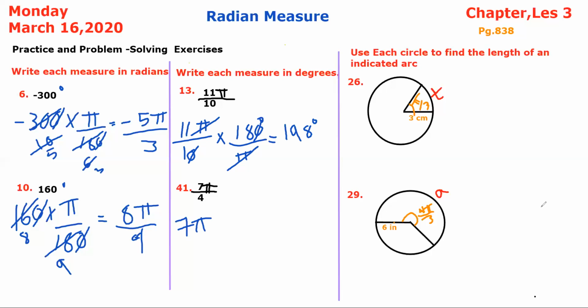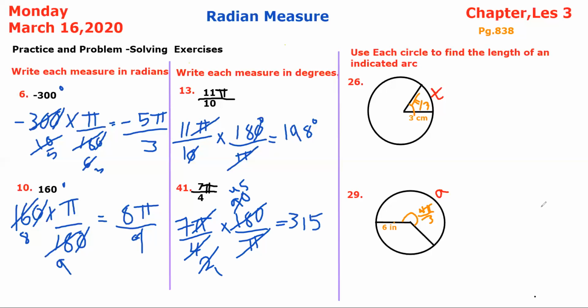7π over 4. In number 41, 7π over 4 multiply by 180 over π, cancel π. 4 over 2 is 2, 180 over 2 is 90. 90 over 2 is 45, 2 over 2 is 1. So 7 multiplied by 45 equals 315 degrees. So 7π over 4 is equal to 315 degrees.